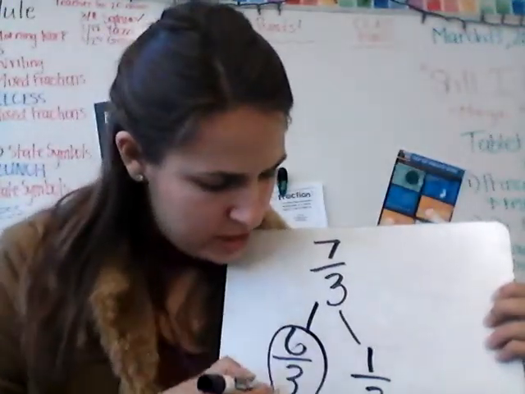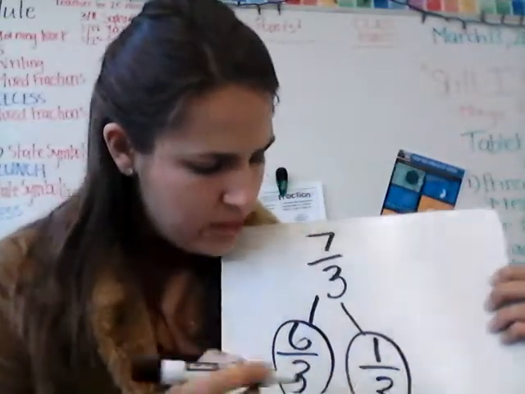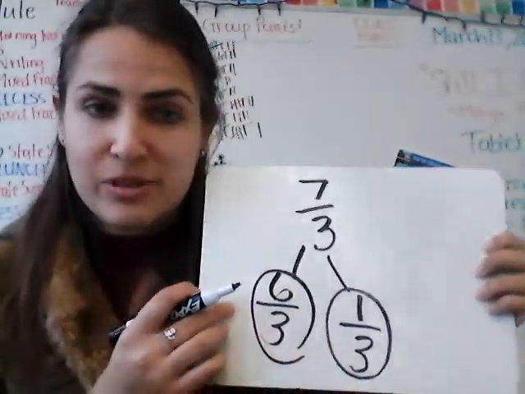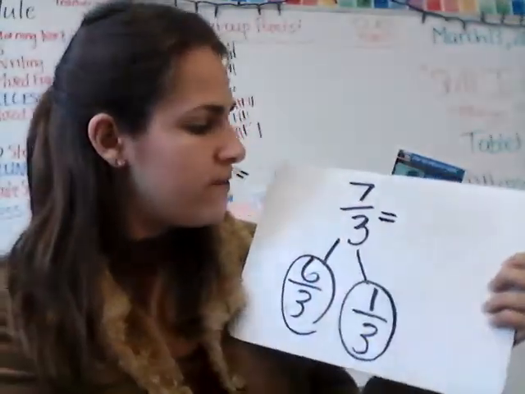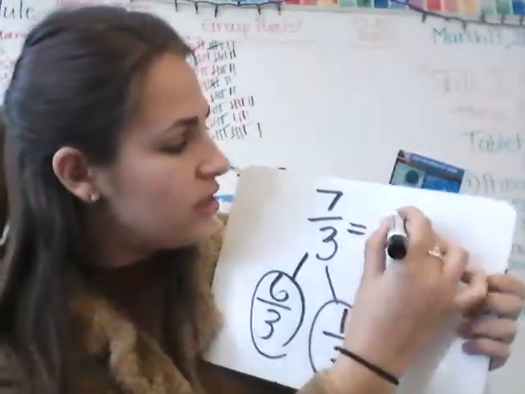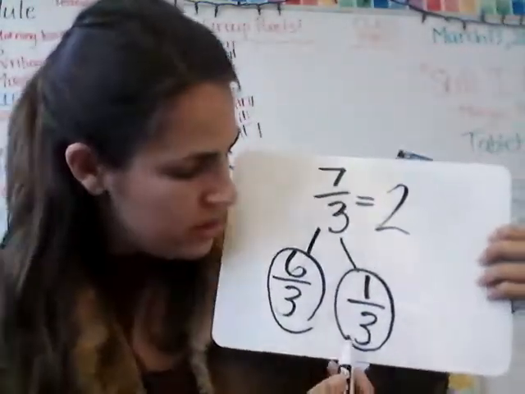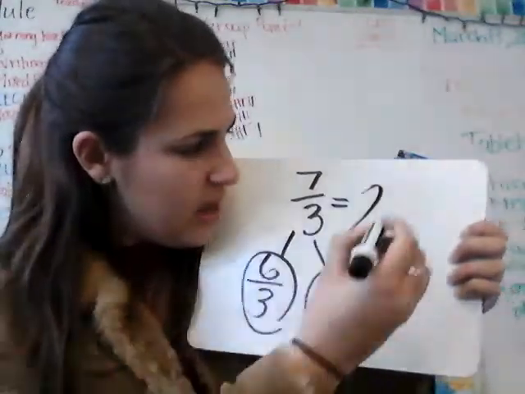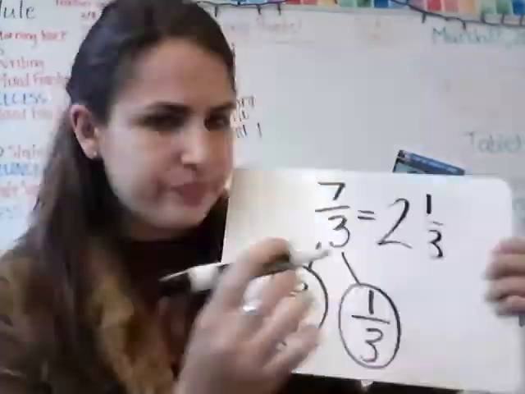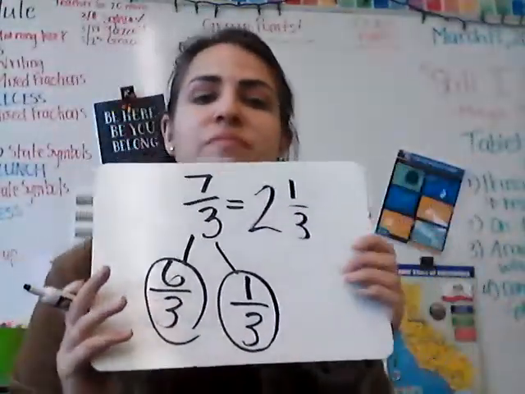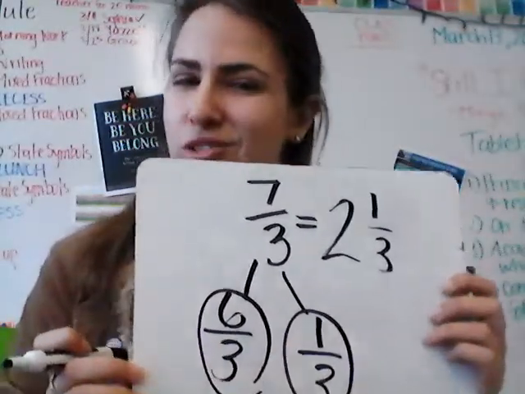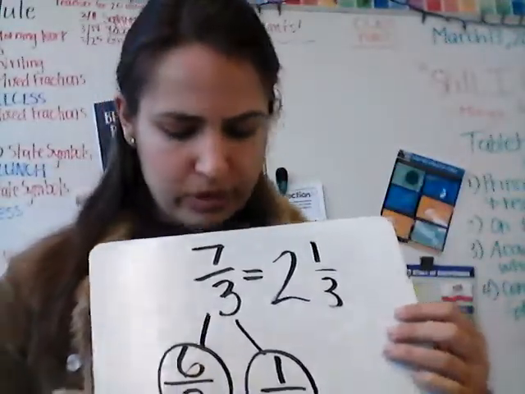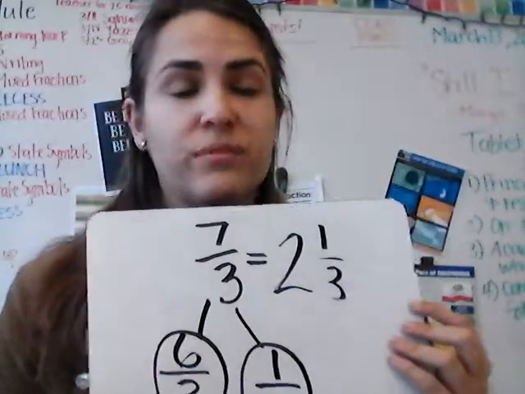So we have 6/3 and 1/3. We know that 6/3 is the same as 2 wholes. So we have found through using decomposition that 7/3 is equivalent to 2 and 1/3, from our 6/3 and 1/3. Alrighty. So this is just one strategy to change an improper fraction to a mixed fraction.